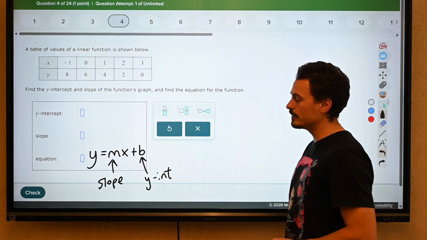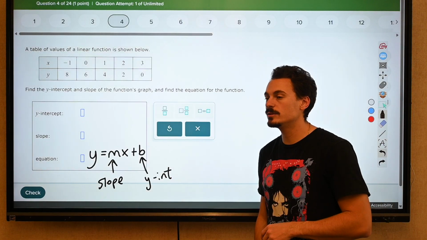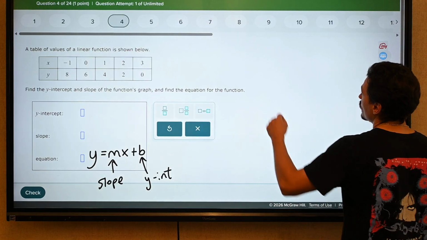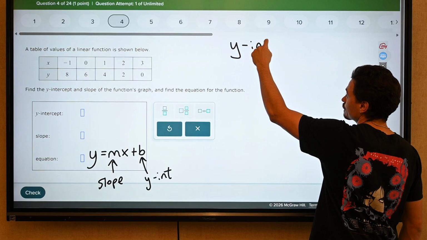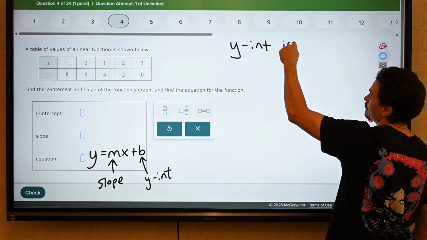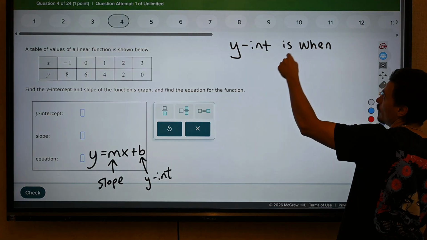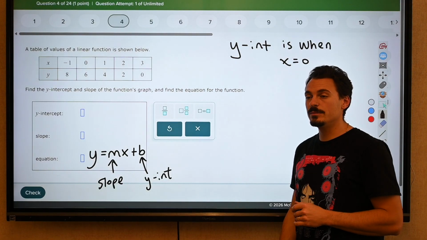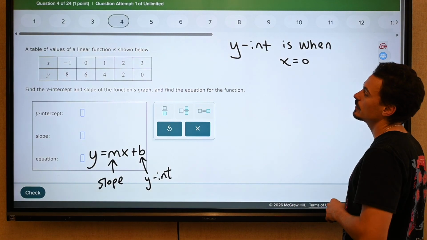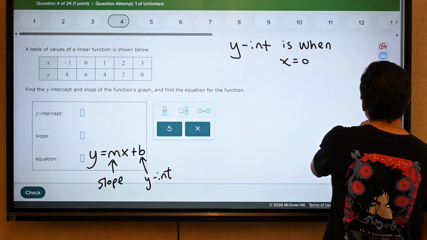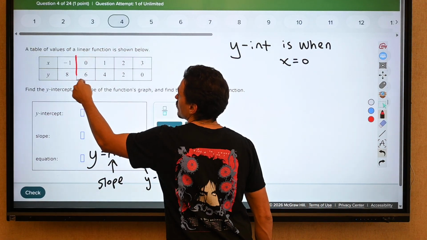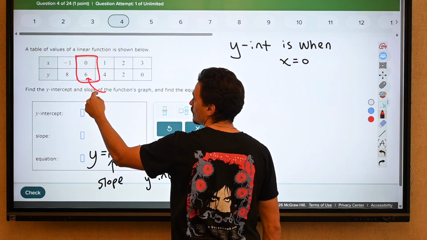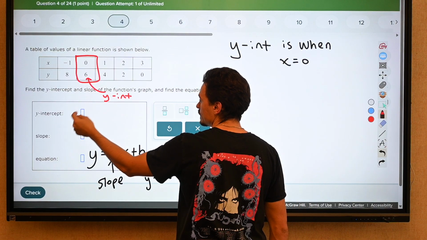If you don't know what those words mean, that's okay. You can go back to previous videos or just look them up online. What is slope and what is y-intercept? Real quick, the y-intercept is when x equals 0. That's going to be the y-intercept, because when x is 0, that's when the graph crosses the y-axis, or the starting point of your graph. If you look here on your table, that's when x is equal to 0. So our y-intercept would be 6.